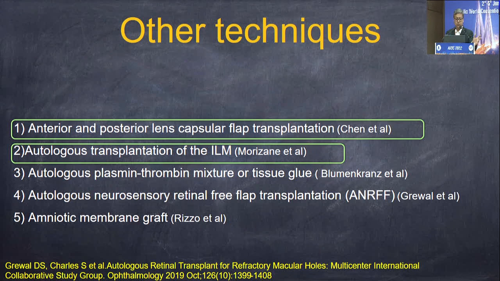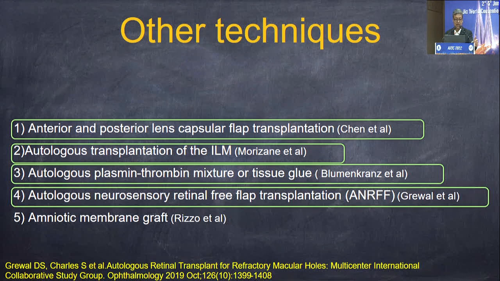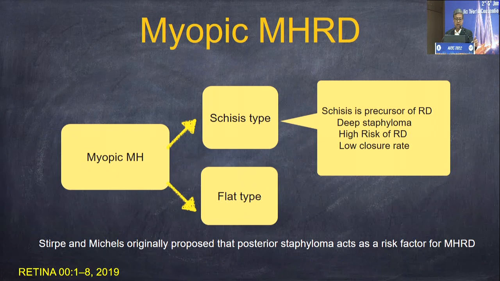Anterior lens capsular flap can be used. Autologous transplantation of ILM is also described. Thrombin is also described, as are autologous blood, autologous neurosensory retinal flap, and amniotic membrane graft. A lot of things have been tried in order to close the myopic macular hole. Coming to macular hole retinal detachment, it is a different ball game altogether.